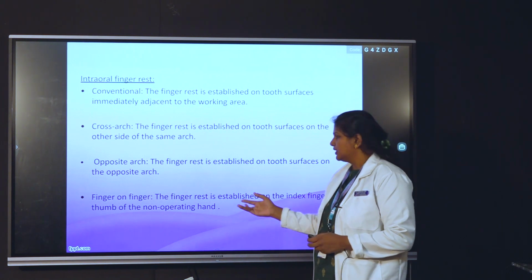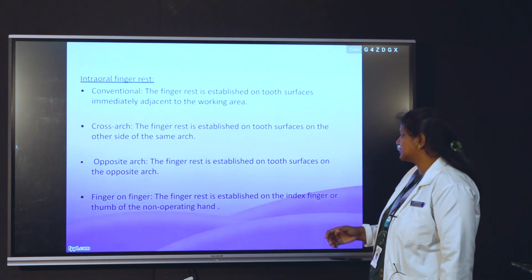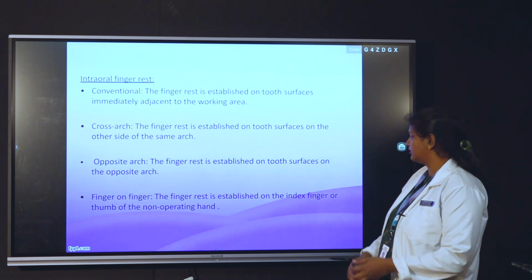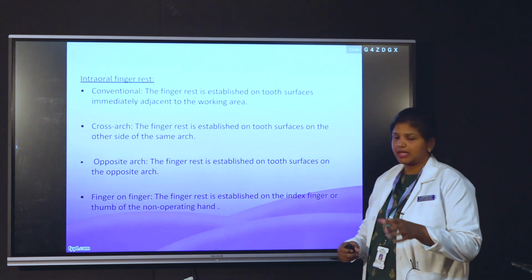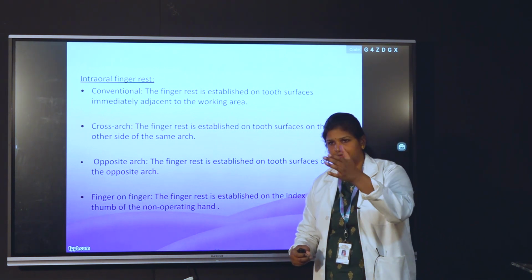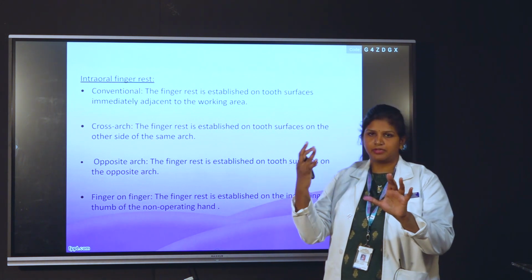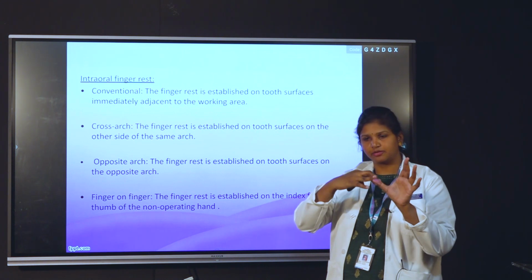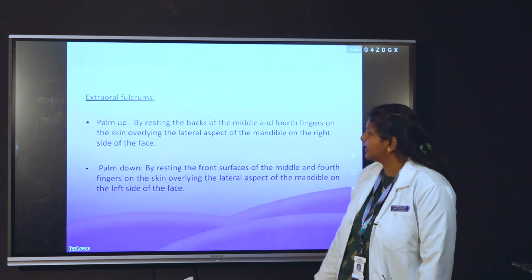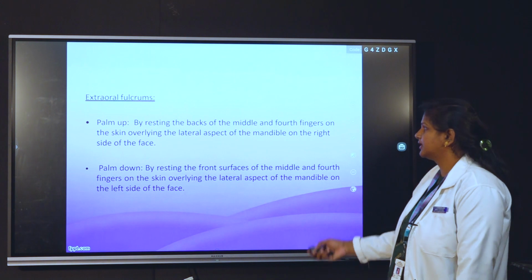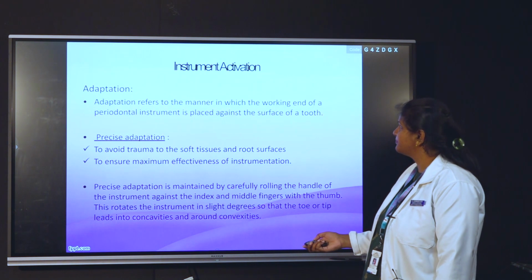vice versa. In finger on finger, the finger rest is established on the index finger or the thumb of the non-operating hand. That is, if your left hand is the non-operating hand, then the 4th finger of the right hand is kept either on the thumb or the index finger. Then we have extraoral finger rest, that is palm up and palm down.